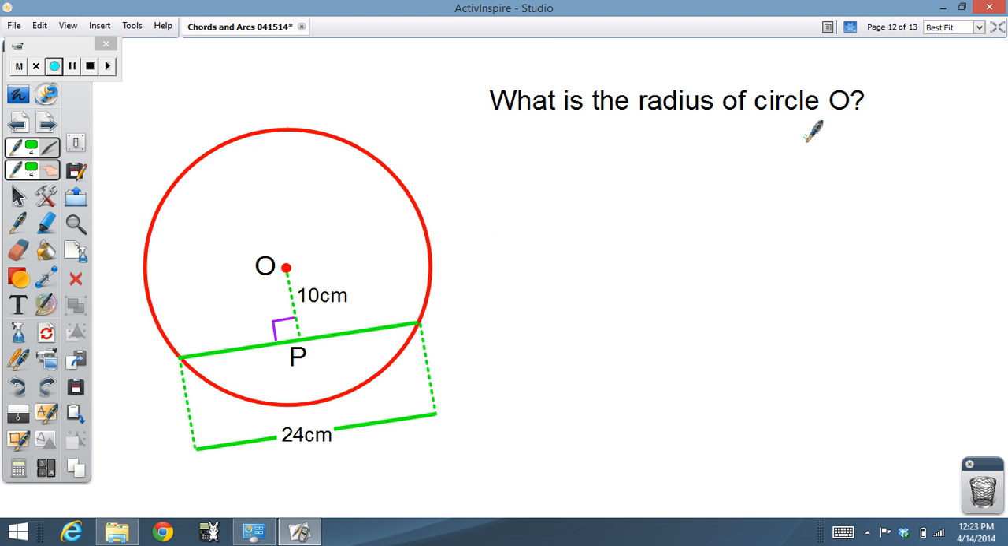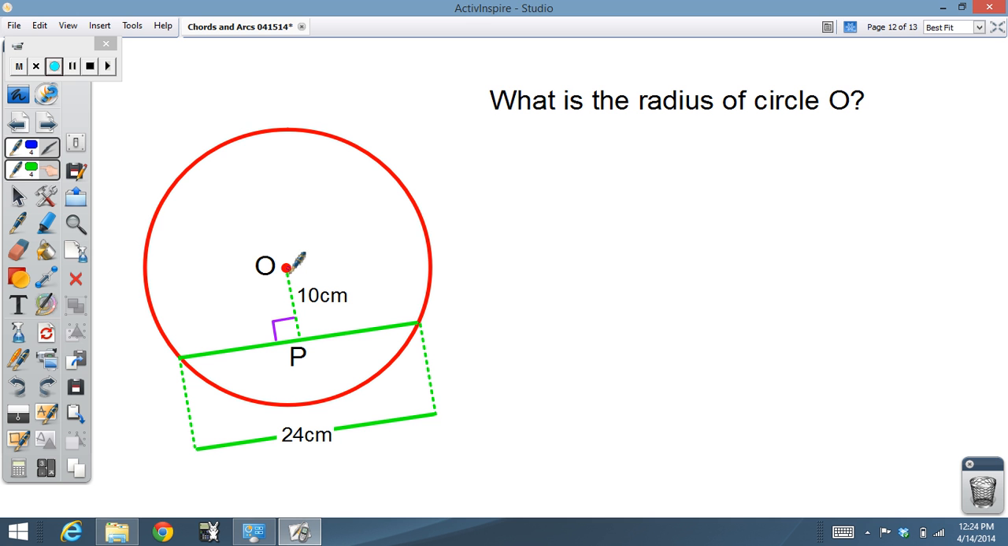All right, what's the radius of circle O? Here's what we need to check out. We've got a segment OP here, and it is perpendicular to this chord right here. It also goes through the center, which means that it is part of a diameter. And we had the theorem back there a while back. So it's part of a diameter.